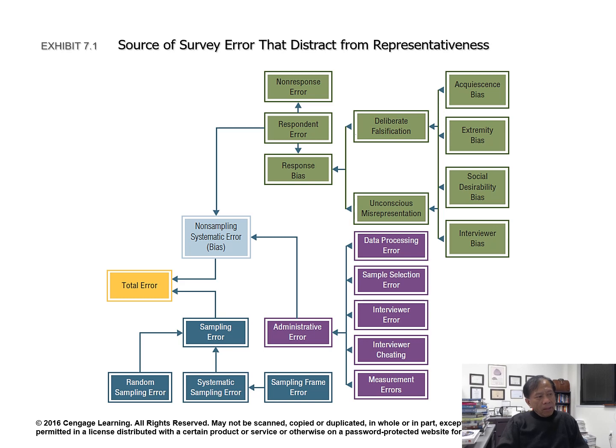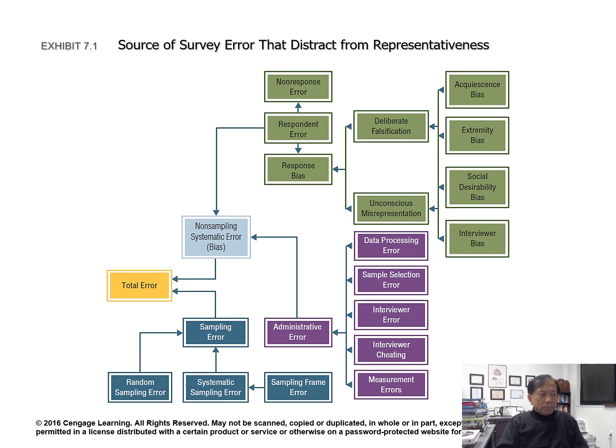Sampling frame error: you chose the wrong sampling frame. You'll get to what a sampling frame is. You have your whole population, and you decide your sampling frame. From the sampling frame, you draw your sample. And when you choose the frame, you can introduce error. Very bad, right? All these are sampling errors.